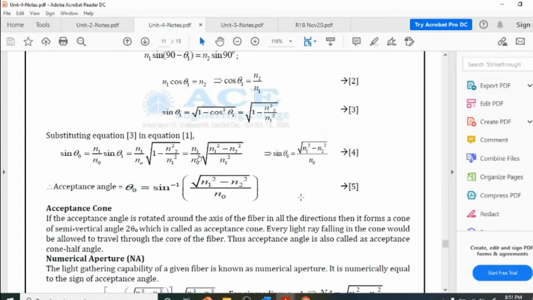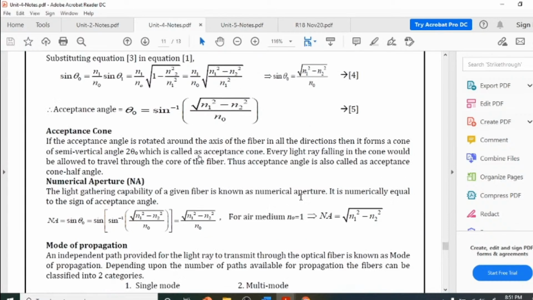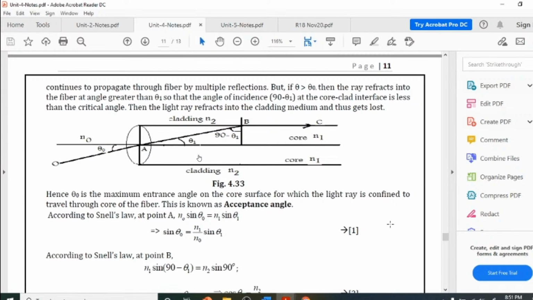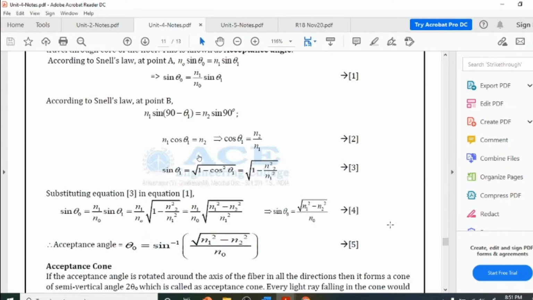Similarly, you can calculate the numerical aperture, which is the sine of the acceptance angle, that is this much. I would show you here. This is the sine of the acceptance angle, which is the numerical aperture. If you are asked to derive an expression for numerical aperture, this is what you need to do. And remember, this is quite easy. Go for this kind of questions.